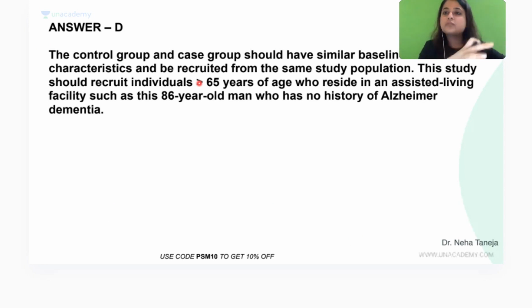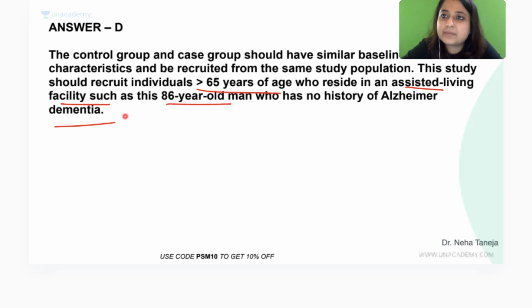Okay, there, cerebral stroke from the hospital, all those things. Why should we go for that when we can select a simple control residing in the same area, having controlled BPH and hypertension? Got it, dear? Look, control group and case group should have similar baseline characteristics and be recruited from the same study population. This should recruit individuals of the same age, who reside in an assisted living facility such as this, with no history of Alzheimer's.